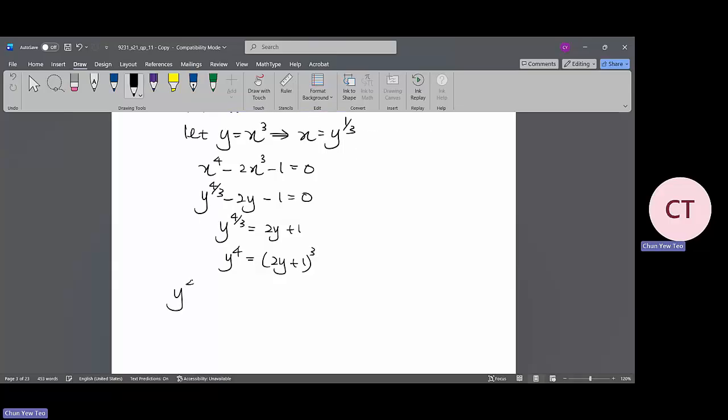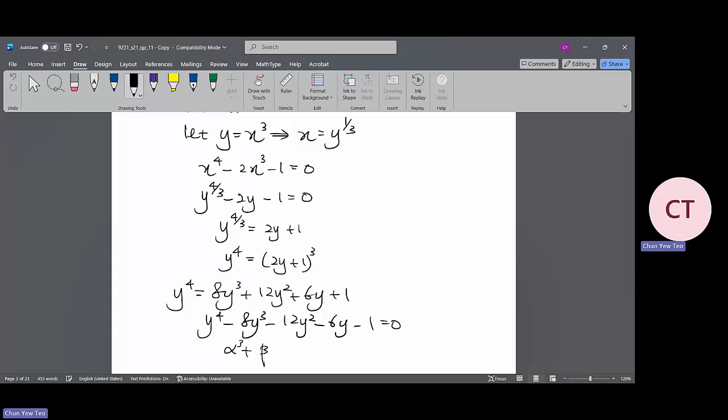You get y to the power 4 is equal to 8y cubed plus 12y squared plus 6y plus 1. Then you get y to the power 4 minus 8y cubed minus 12y squared minus 6y minus 1 equal to 0. So therefore alpha cubed plus beta cubed plus gamma cubed plus delta cubed is equal to positive 8. Done. That will be the answer for number 3 part A.